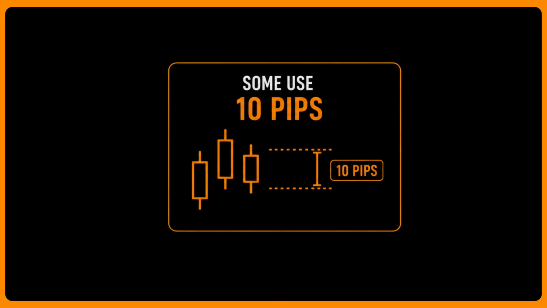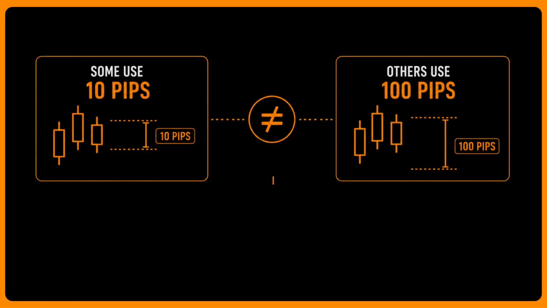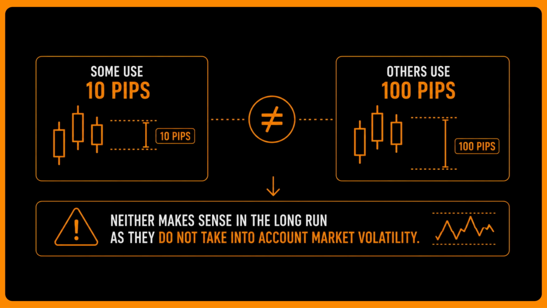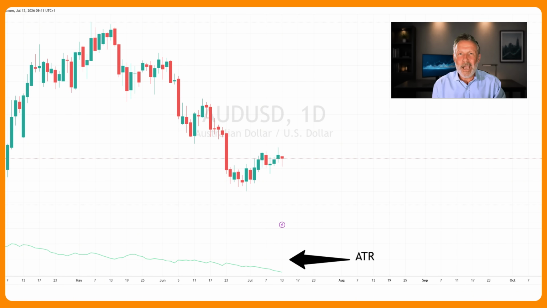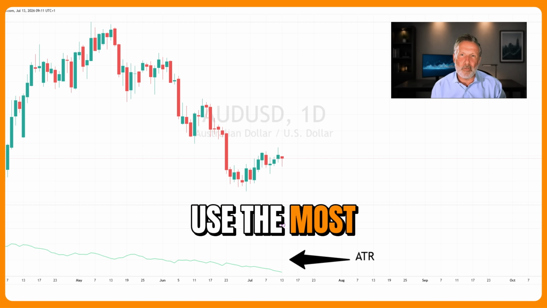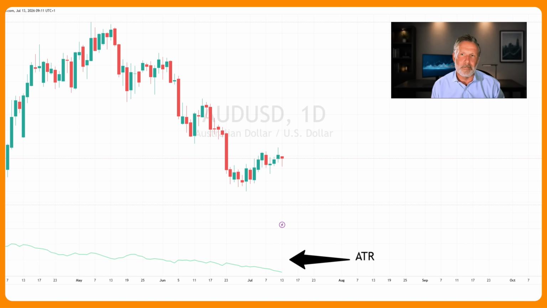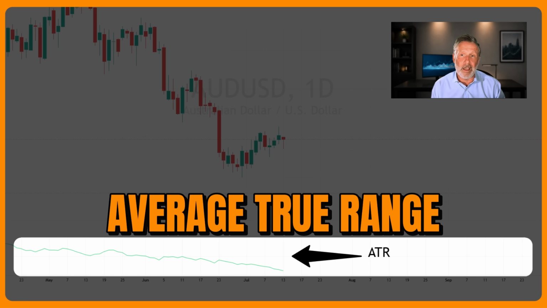Some use 10 pips on every trade. Others will use 100. Neither makes sense in the long run as they don't take into account market volatility. Today I will show you how to use the most useful indicator you can learn. It's called the average true range.